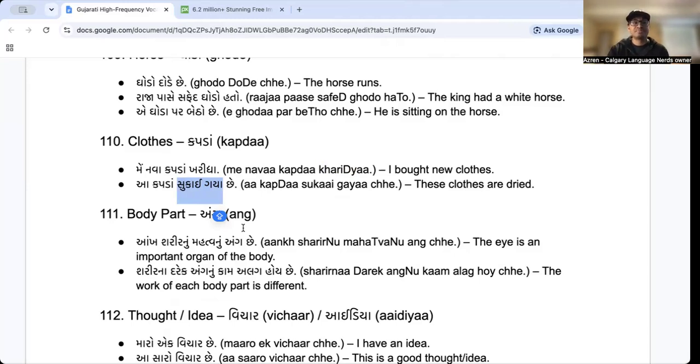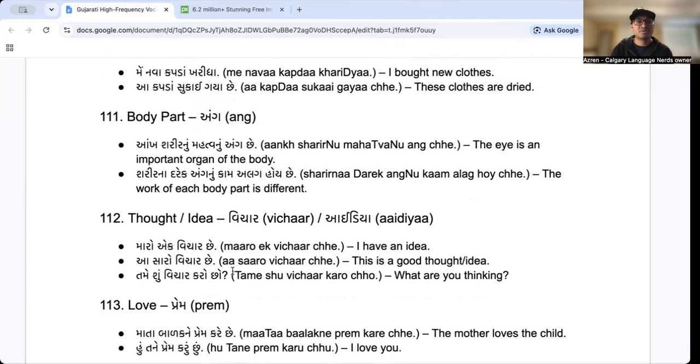Okay, body parts are ang. So for example, Ank sharirnu mahatvanu ang che. Tricky sentence here, let's do this one slower. Ank sharirnu, so eyes are of the body. Mahatvanu, we're going to see much later as well. Mahatvanu means important. So Ank sharirnu mahatvanu ang che. It's an important part of the body.